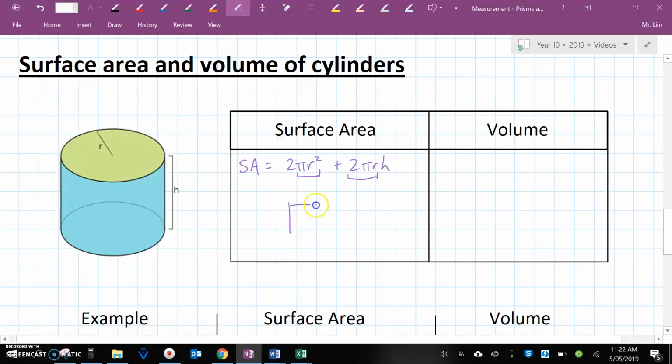When we draw the net of a cylinder, this rectangle here, the length of the rectangle, needs to wrap around the entire circle. That's why it's the circumference. So the area of that rectangle, which is normally length times width, is 2 pi r, that's the length, times the height.